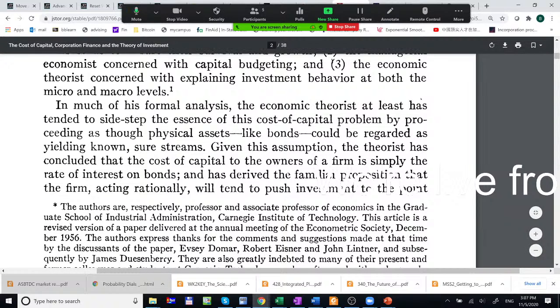In much of his formal analysis, the economic theorist at least has tended to sidestep the essence of this cost of capital problem by proceeding as though physical assets could be regarded as yielding known returns. Given this assumption, the theorist has concluded that the cost of capital to the owners of a firm is simply the rate of interest on bonds, and has derived, etc.